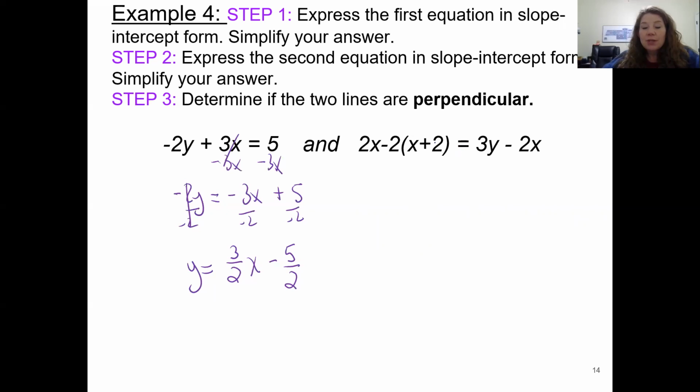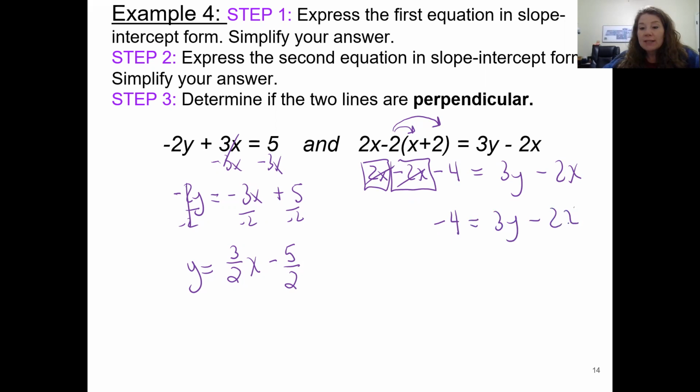And now we're going to work on the second one. We've got to multiply everything in there by negative 2. So we're going to do 2x. Negative 2 times x is negative 2x. Negative 2 times 2 is negative 4, is equal to 3y minus 2x. We're going to combine like terms. So these basically cancel each other. 2x minus 2x is 0. So we bring down our negative 4 is equal to 3y minus 2x.